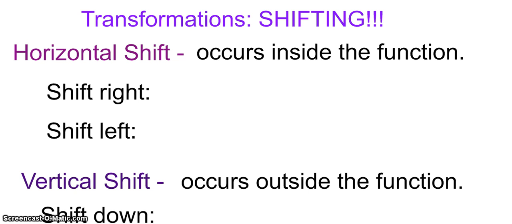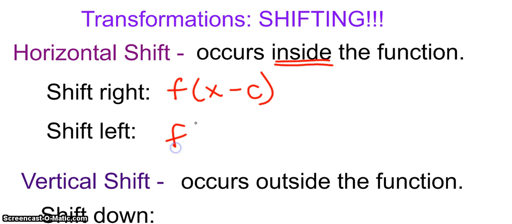So within rigid transformations, I said there are two different types, shifting and reflecting. So we're going to start with shifting. Horizontal shifts are going to happen inside the function, which means it's going to happen before you actually apply the cubing or the squaring or the absolute value, whatever it might be. So shifting right, we're going to take f of x minus c, and shifting left, we're going to take f of x plus c.